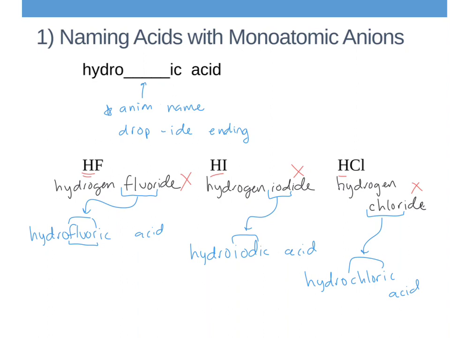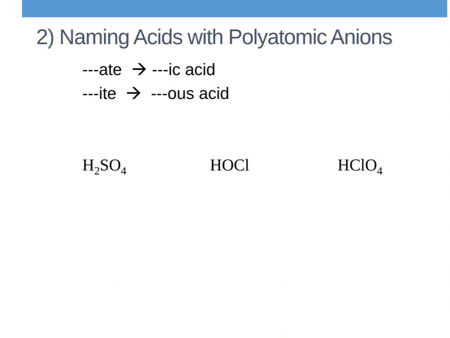Now, what if you don't have a simple anion and you have a polyatomic anion, a complex anion? Now, for these, all you're going to do is change the ate ending to ic and then say acid, or you're going to change the ite ending to ous acid. So you're going to change the name of that polyatomic ion to either ic or ous, depending on if it was ate or ite. So let's take a look at these three. I'm actually going to start with the one on the right here.